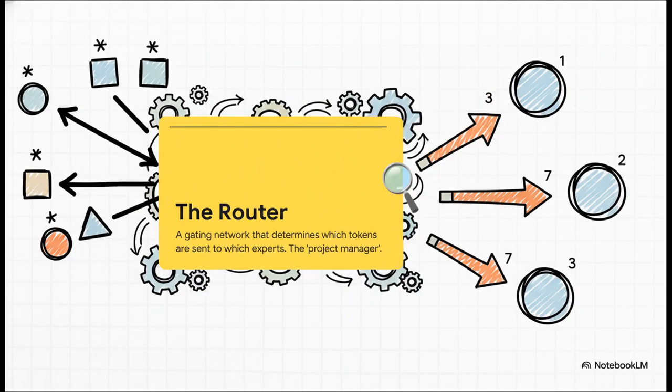And of course, if the experts are your consultants, then the router is the brilliant project manager. Its only job is to look at every tiny piece of incoming data. We call these tokens, and instantly decide, okay, this one's a job for expert number 3 and expert number 7. Go. It's the traffic cop that directs everything and makes the whole system work.